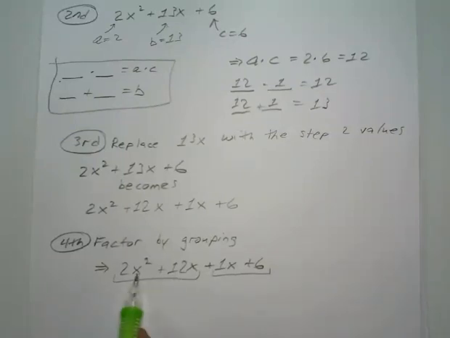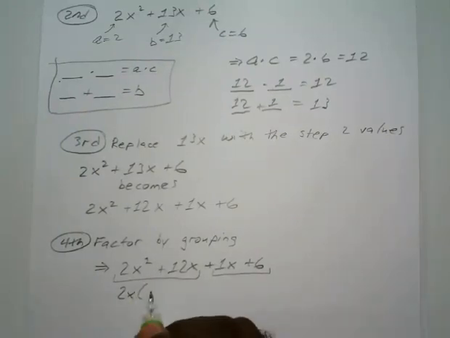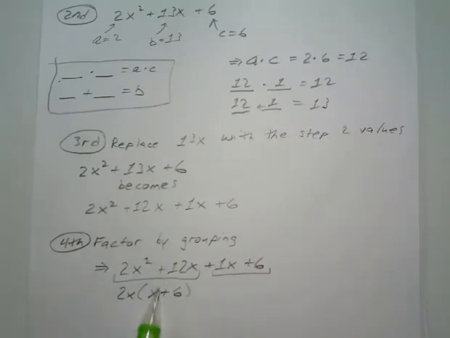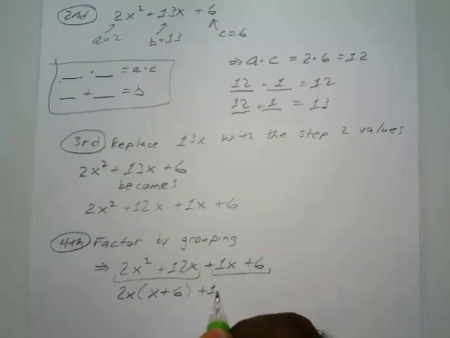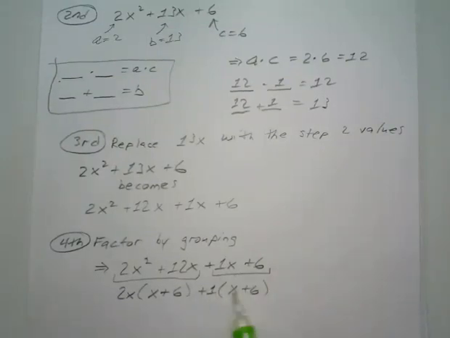Then you're going to find the greatest common factor for both of those. Here you can factor a 2x out of these terms. So you have 2x, and that will leave you with x plus 6. And again, if you want to double check, you just distribute and you'll get 2x squared plus 12x. And these two, the most you can do is factor out a 1. And that will leave us with x plus 6. Again, you can double check it just by distributing.